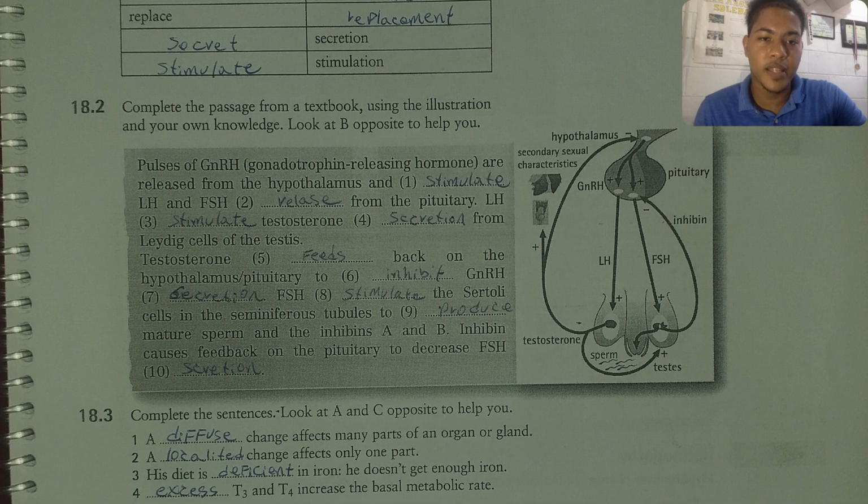FSH stimulates the Sertoli cells in the seminiferous tubules to produce mature sperm, and they secrete inhibin A and B. Inhibin causes feedback on the pituitary to decrease FSH secretion.